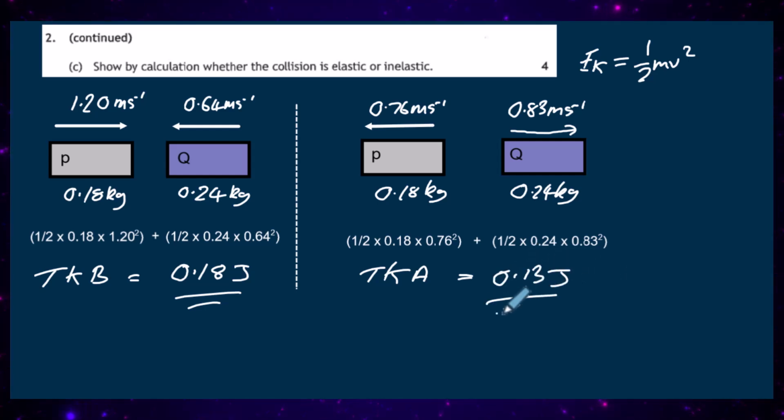So we have lost kinetic energy, and the fact of lost kinetic energy means that the kinetic energy is not conserved, which means it's going to be an inelastic collision. So inelastic collision will be our answer for that one. Inelastic collision.